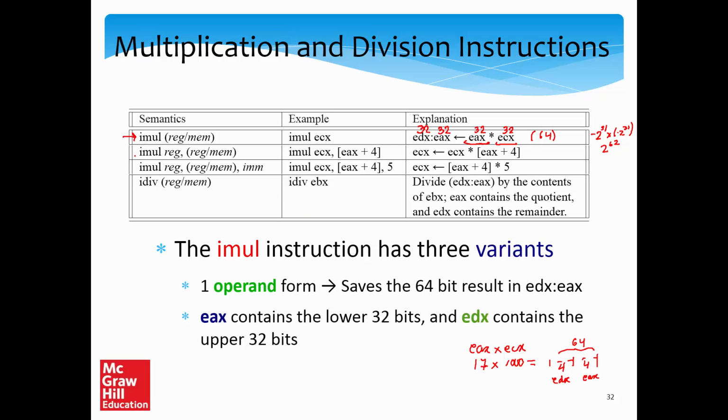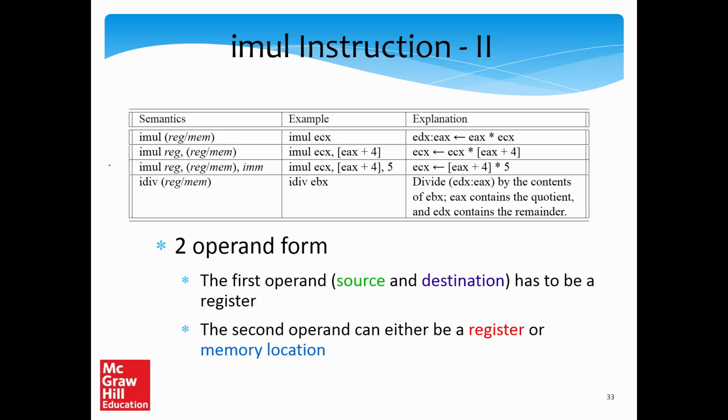Alright, let's now consider the two operand form, given in the next slide. It takes one register as the first source, and then it multiplies the register with either the contents of a register or a memory. So we multiply ECX with EAX plus 4. This is the memory address, and we use the contents of it.